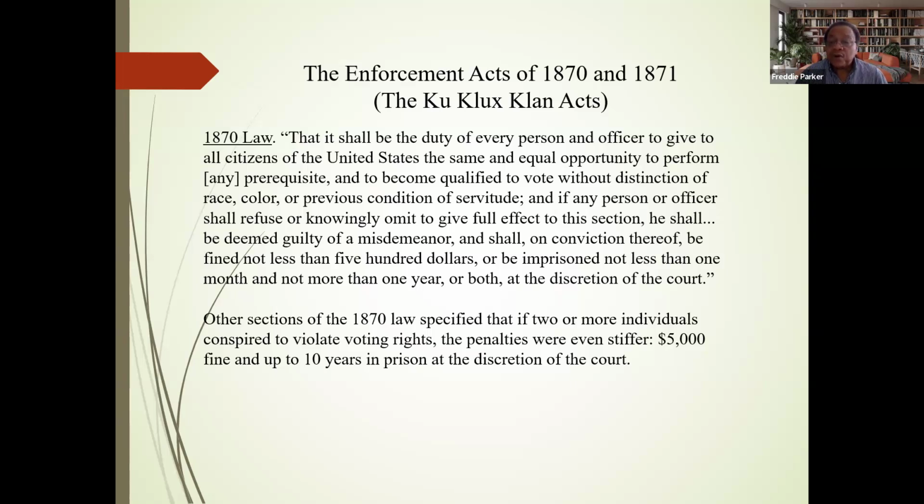That it shall be the duty of every person and officer to give to all citizens of the United States the same and equal opportunity to perform prerequisites and to become qualified to vote without distinction of race, color, or previous condition of servitude. And if any person or officer shall knowingly omit to give full effect to this section, he shall be deemed guilty of a misdemeanor and shall, on conviction thereof, be fined no less than $500 or imprisoned not less than 1 month and not more than 1 year at the discretion of the court. A total of 4 enforcement acts were passed in 1870 and 1871.